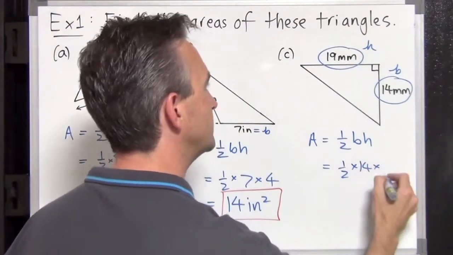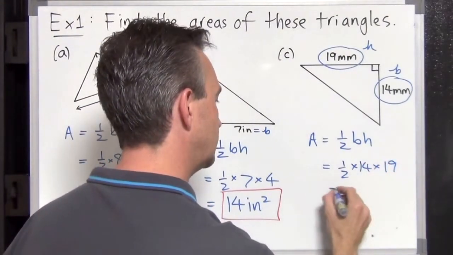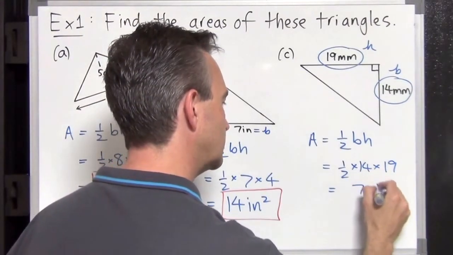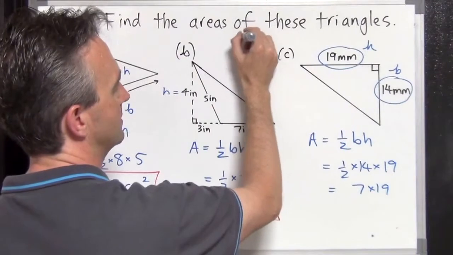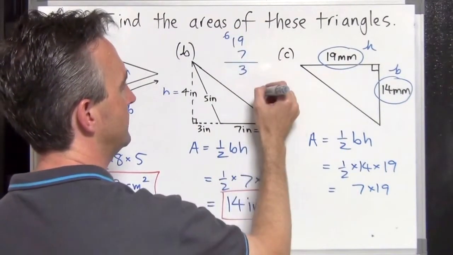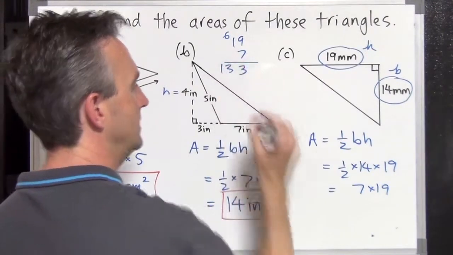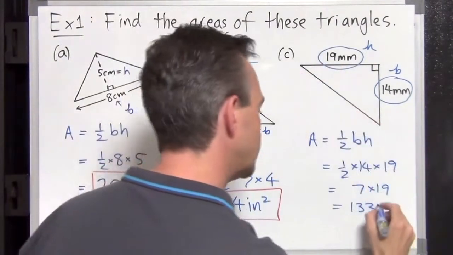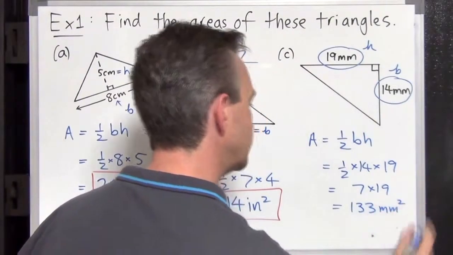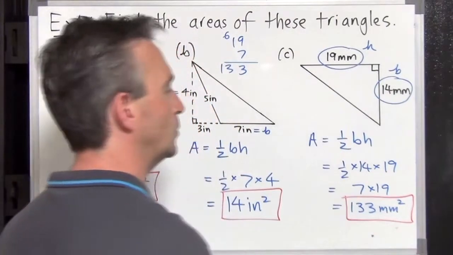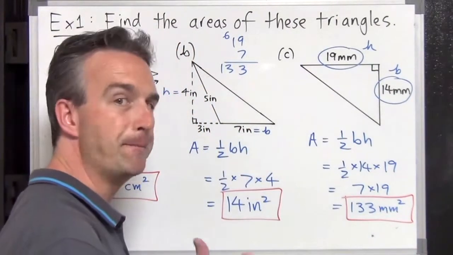Base, 14 times the height, 19. A half times 14, 7 times 19. What's 19 times 7? 63, 70 plus 63 is 133. Gives us 133, and our units are square millimeters this time. So the area of this right triangle is 133 square millimeters.